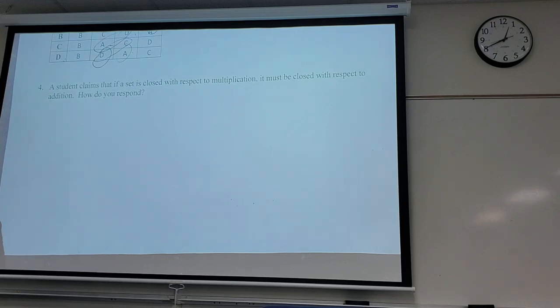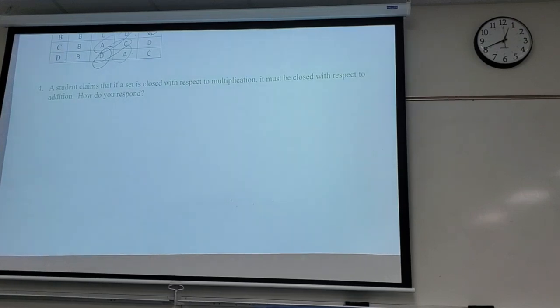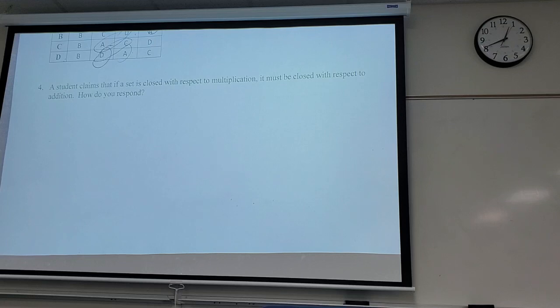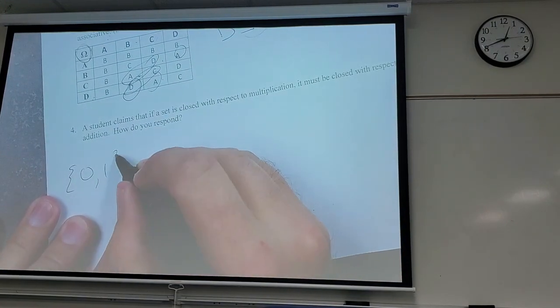So let me give you an example. And this points to a few issues I saw in the homework. I could say, is addition closed over the whole numbers? Yes. Multiplication is closed over the whole numbers. But the set that I'm looking at doesn't have to be every number possible. So what about the set 0, 1?